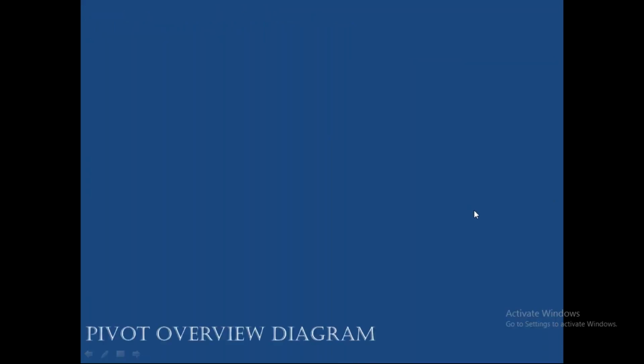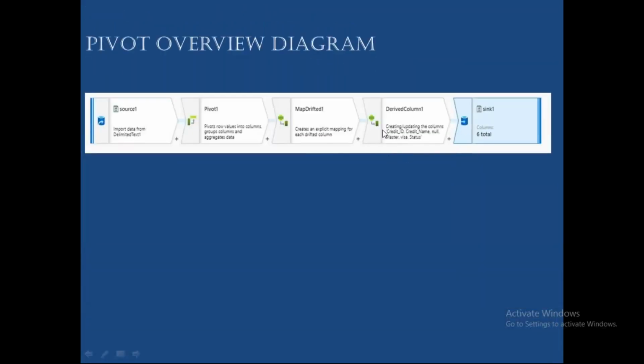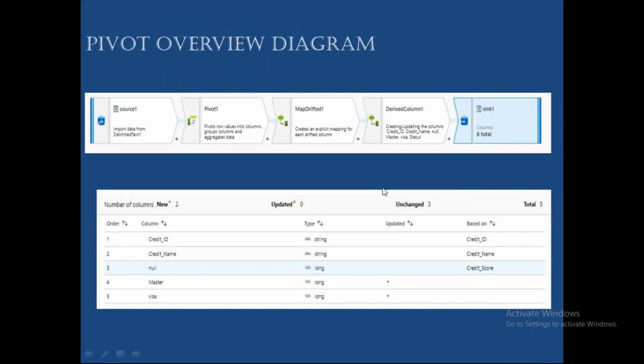Okay. Now I'm going to use this derived column to say who is eligible and who is not eligible. The final output, I can write into my storage. See, this is how things will look. So I'm going to apply a group by on credit ID and credit name, and add the credit score as data. And I will add the two columns, master and visa. For the master and visa columns, I will add the credit score as data.